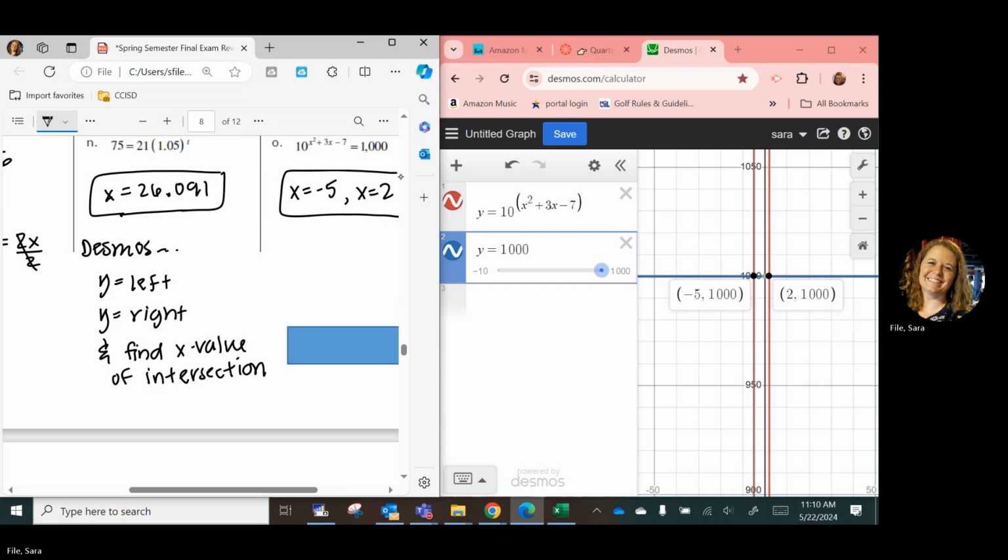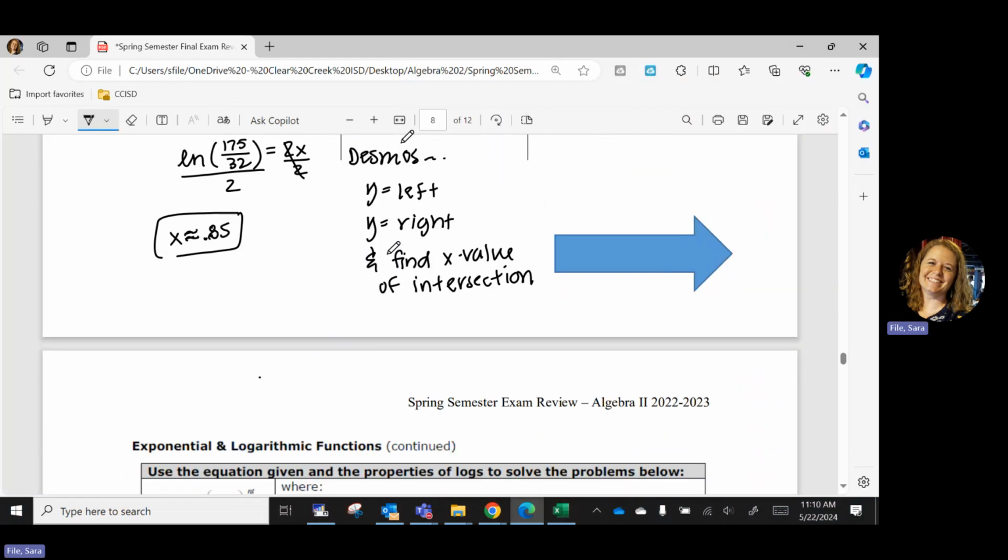All right, any questions about that method? And you can go back and practice that method. The y equals the left, y equals the right, and find the x value of the intersection, or intersections if there's more than one. And those are your solutions. Good? All right, let's flip to the next page.